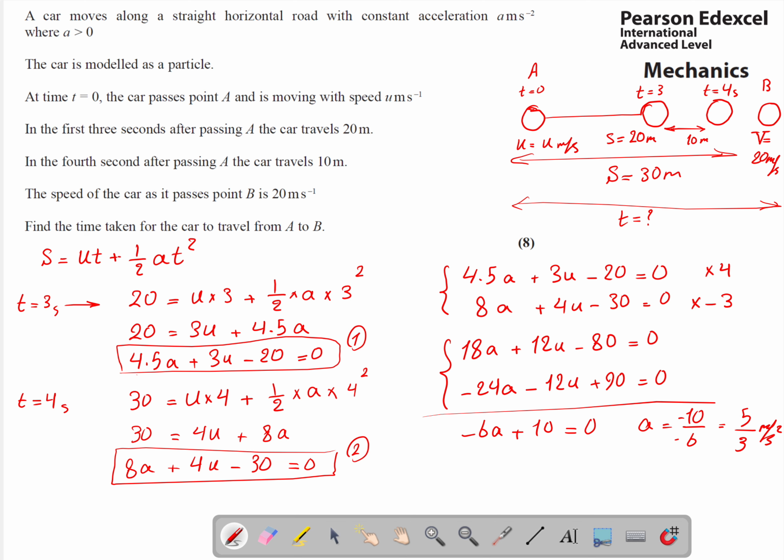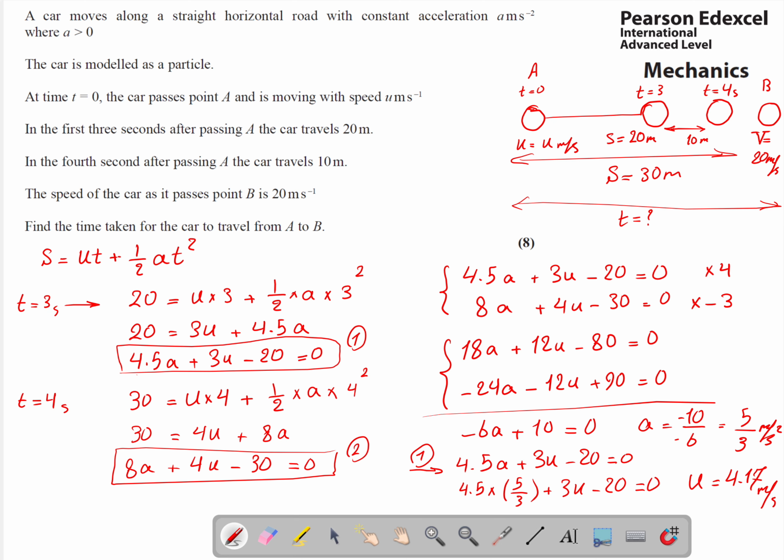Now, after finding a, you can put it in equation 1 or 2 and find u. I'm going to use the first equation: 4.5a plus 3u minus 20 equals 0. Inserting a, 4.5 multiplied by 5 divided by 3 plus 3u minus 20 equals 0. If you solve this equation, you will find u equals 4.17 meters per second.